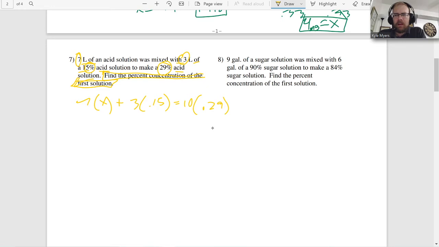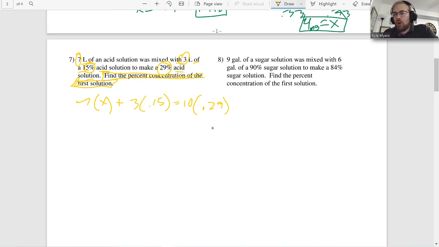Number 6 was way harder than this one is right now. So we just have 7x, and actually, let me go ahead and do all the work on the calculator. I'll just tell you what I'm doing, and you can follow along with me. 3 times 0.15 plus 10 times, oh wait, hold on, not plus. I'm trying to go too fast. Okay, here's what I want to do.